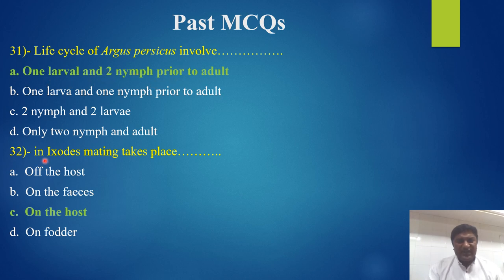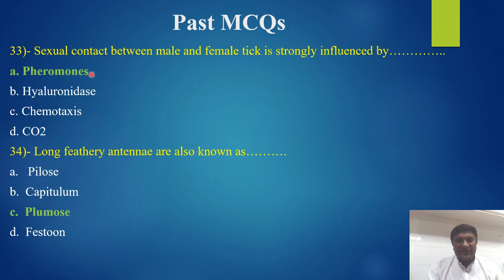Next one, in Ixodes mating of ticks takes place dash. Off the host, on the feces, on the host, on fodder. So the on the host is the best answer. The sexual contact between male and female tick is strongly influenced by dash. Pheromones, hyaluronidase, chemotaxis, carbon dioxide gas. So the pheromones is the best answer.